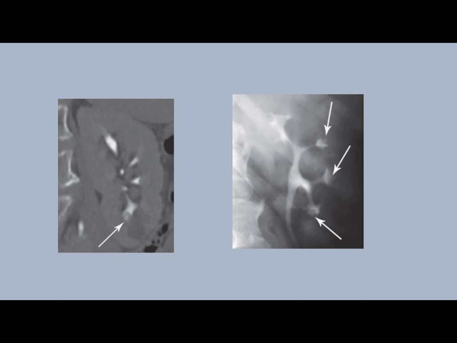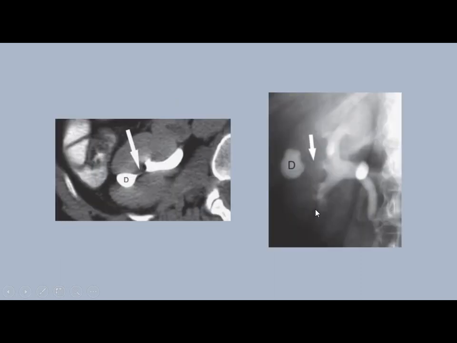Another differential diagnosis for filling defect or mass in the pelvic system is papillary necrosis. Here there is a filling defect, which is not a tumor and not a stone. This is just a sloughed papilla, which is lodged in the calyces. And if you do an IVU or conventional pyelography, there is opacification of the site of the sloughed papilla, which these points indicate.